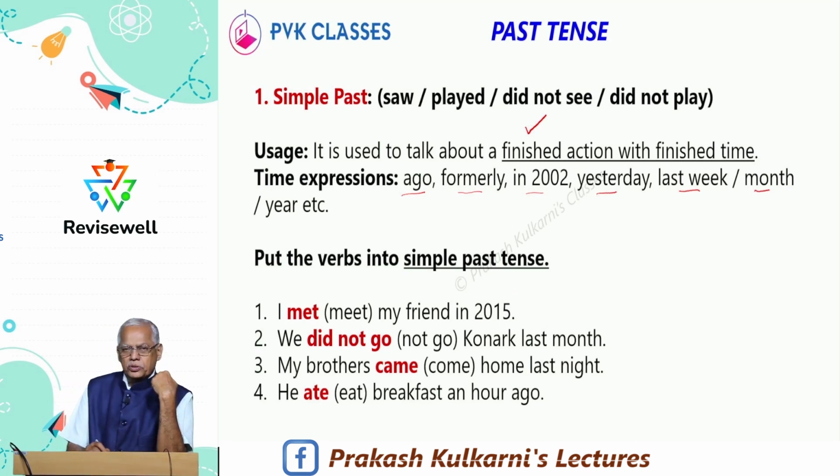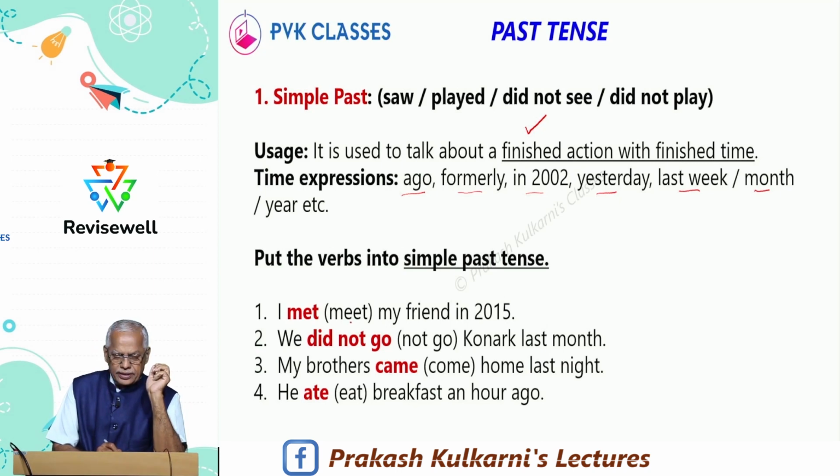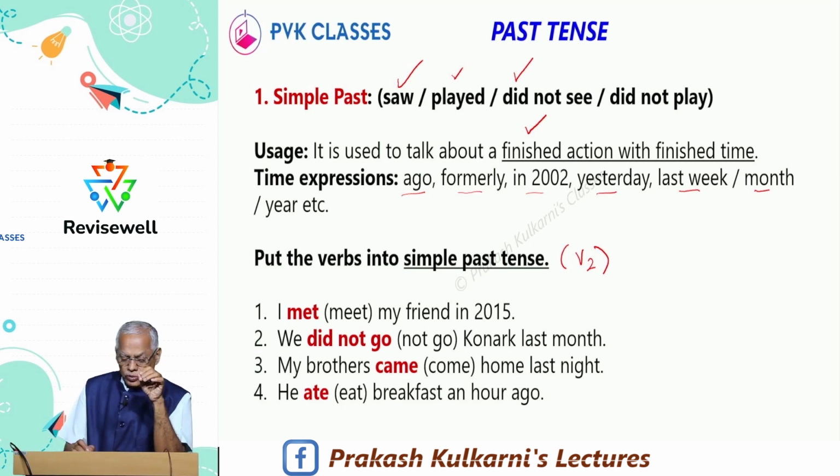Now put the verbs into past tense. Please remember, in all the four sentences, verbs are given in bracket. They are always in present tense. Meet, met. Simple past tense means the second form of the verb is used. See, saw. Play, played. Do, did is past tense. So this is how you can identify simple past tense.